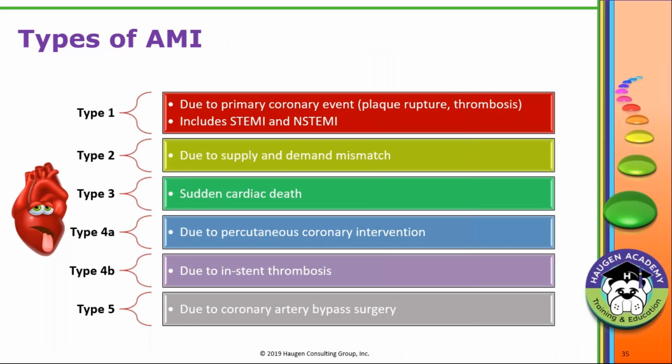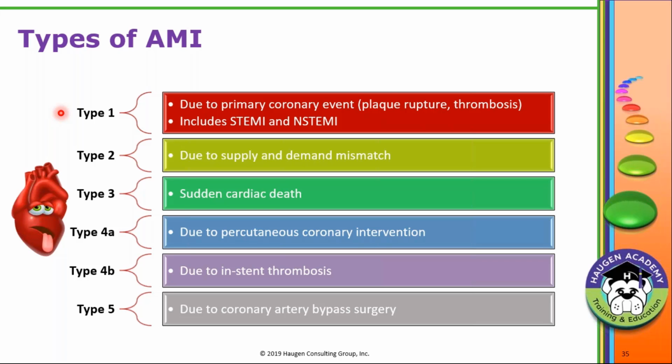Your types of AMI are something that is new within the last couple of years as well, and has caused a lot of questions. So hopefully we can get through some of those issues today. The type of MI that we always think of is a type 1, where the patient has some sort of blockage, either due to plaque rupture or thrombosis.